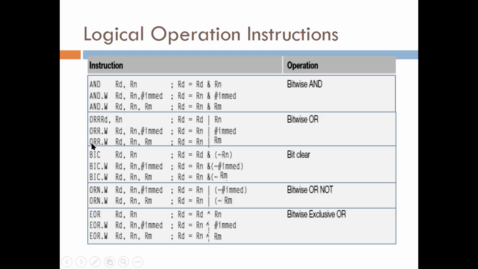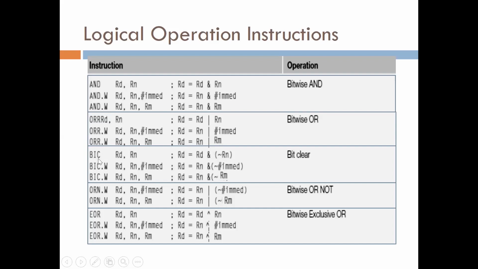Next instruction, ORR.W Rd comma Rn comma Rm. Here the source registers are Rn and Rm. So Rn is bitwise logically ORed with Rm. The result will be stored back in Rd. Next set of instructions is bit clear, that is BIC.